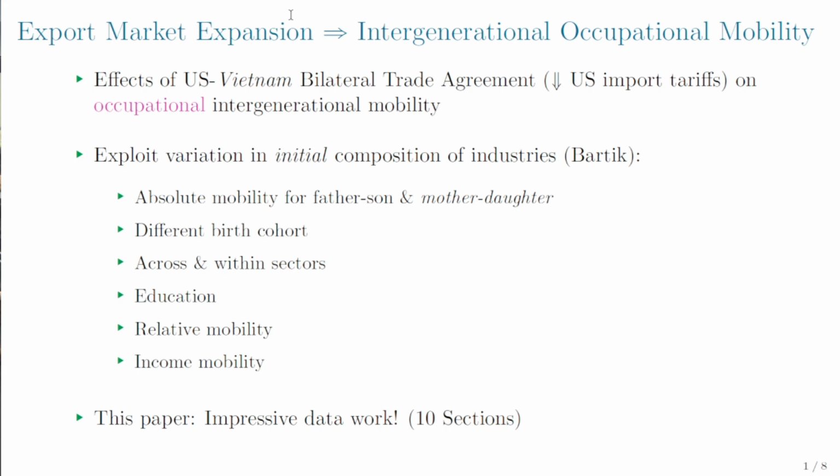Then they're doing this for different birth cohorts, arguing that it might be different depending on which age and where you are in the labor market. Then across and within sectors, they're also looking at the effects on education and educational investment, and finally on relative mobility and income mobility. So what I can say is impressive data work. It's a lot of outcomes. The paper has 10 sections, and so it took me a while to digest between them.